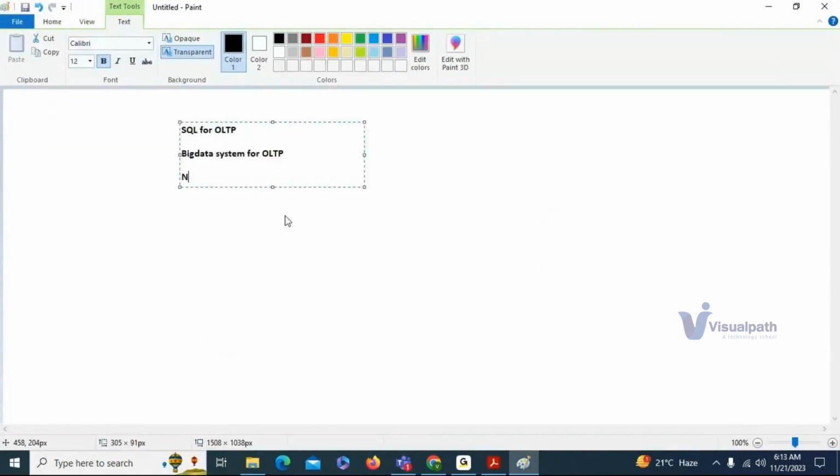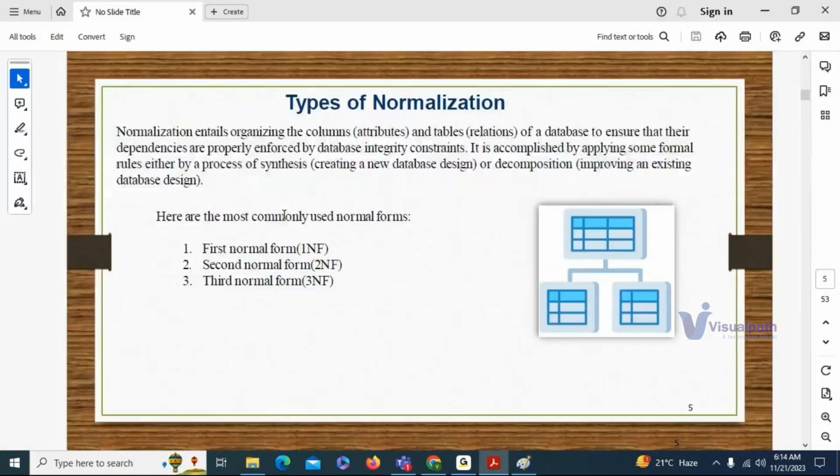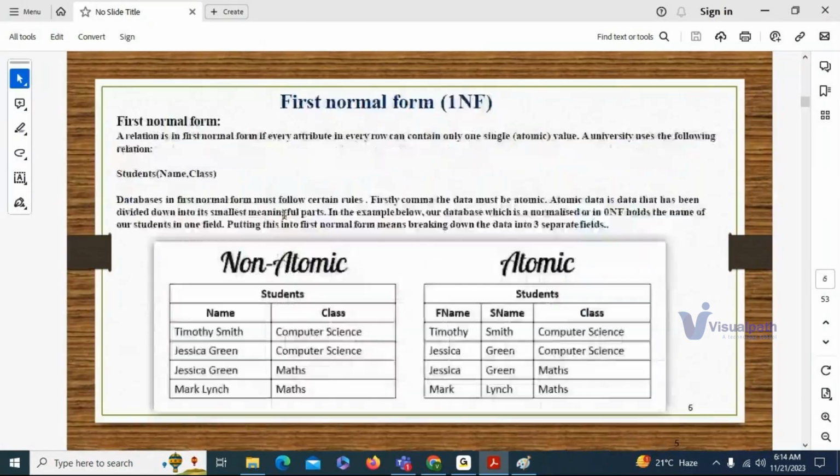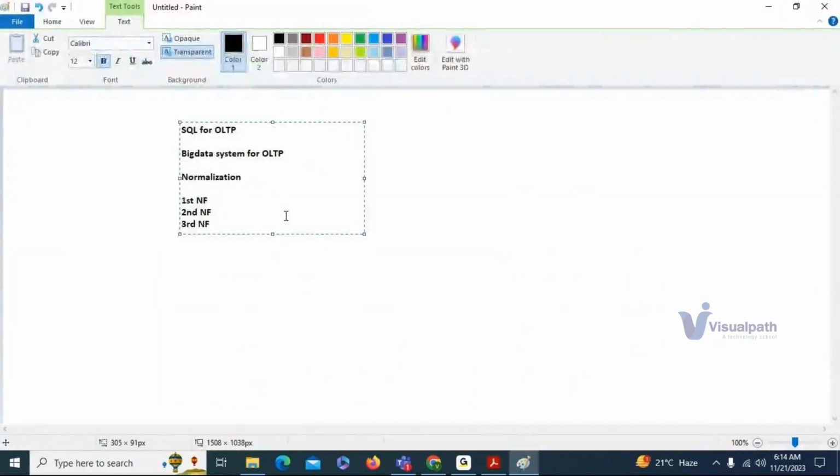When it comes to normalization, we have three types of normalization: first normal form, second normal form, and third normal form. Each of them you are going to split, and each of them has different priorities actually.